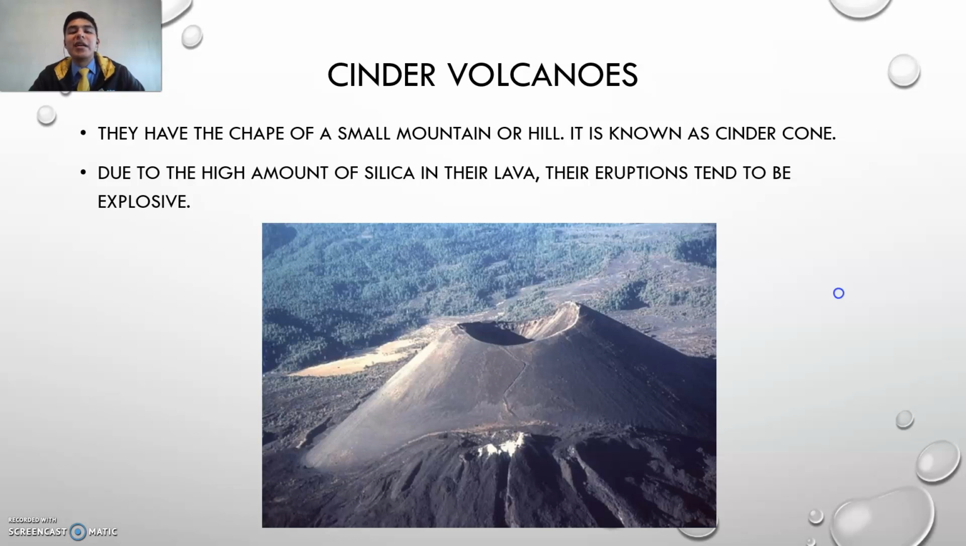And due to the high amount of silica in the lava, their eruptions tend to be explosive. So these cinder volcanoes tend to be smaller than other volcanoes. And they usually have a bigger crater than the rest of volcanoes, just like the ones that you can see right there. And of course, just like it was mentioned, usually they are going to contain a lot of silica inside their magma, so the eruptions are usually explosive.